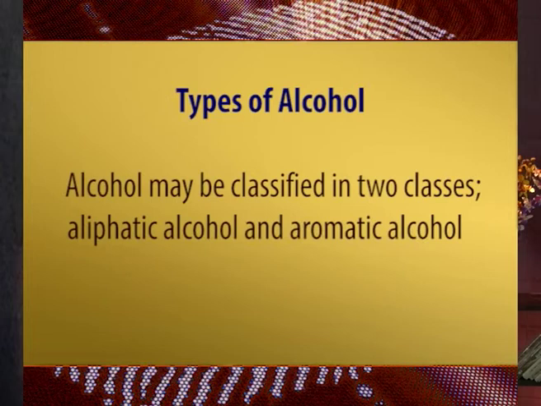Types of alcohol. Alcohol may be classified into 2 classes, that is aliphatic or aromatic. Aliphatic alcohols are a homologous series of organic compounds containing one or more hydroxyl groups attached to an alkyl radical. The aliphatic alcohols can be regarded as derivatives of alkanes in which one or more hydrogen atoms have been replaced by a hydroxyl group. The general formula of saturated aliphatic alcohol is CnH2n+1OH, where n could be 1, 2 or 3.